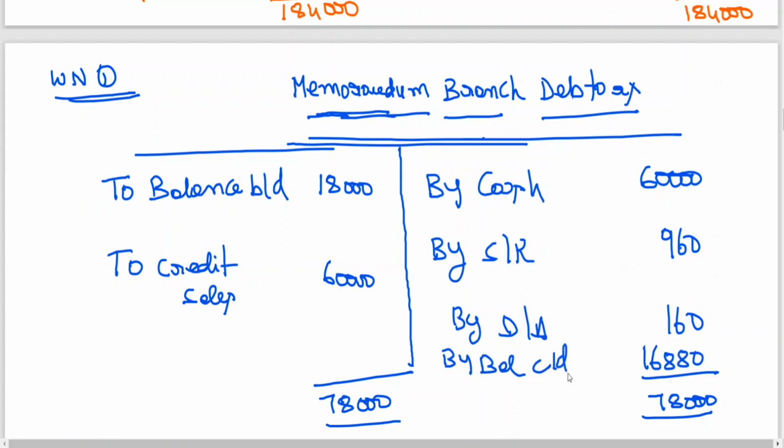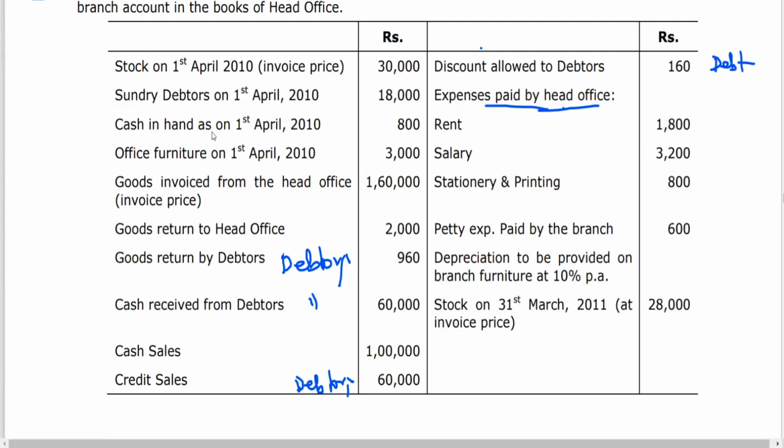By balance carried down. Now we got the information of closing debtors. Closing stock has already been given. So these two information come. Cash in hand opening is there, closing is not there.